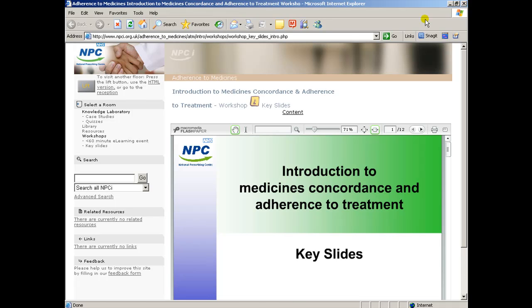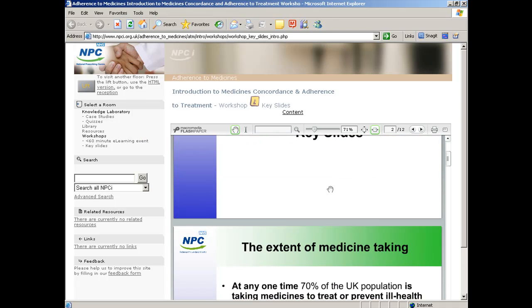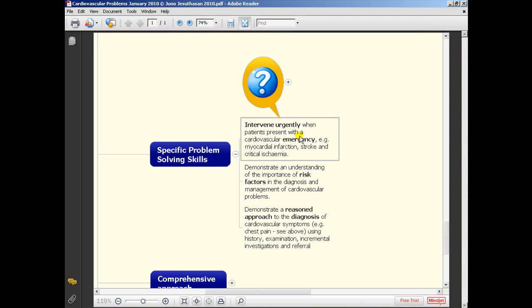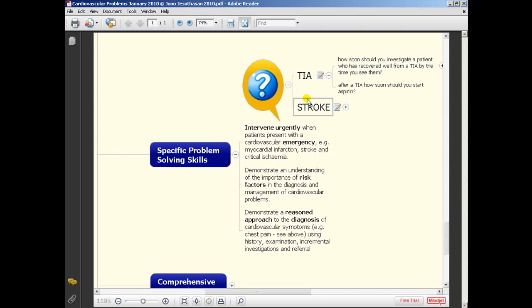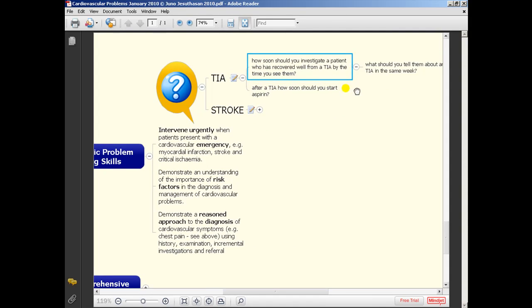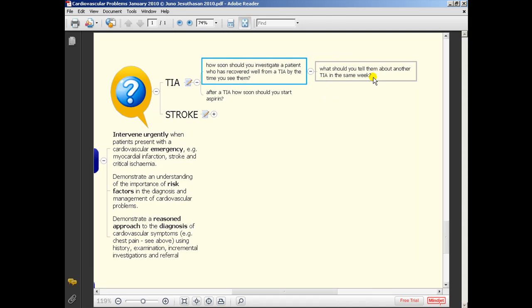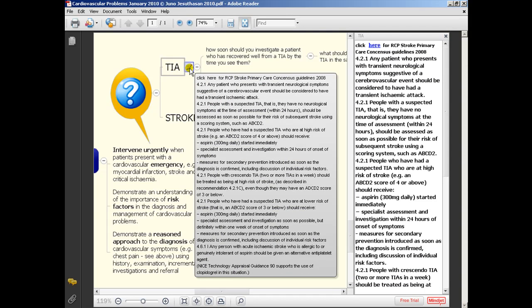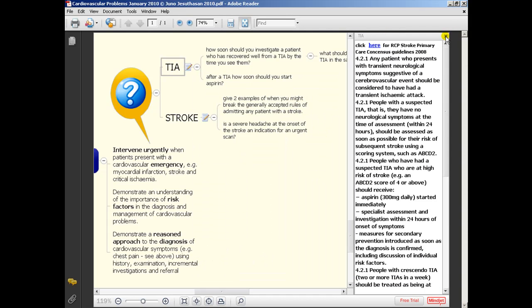And as always, you can look at case studies, quizzes, or do the 60-minute e-learning workshop, which is divided into short chunks. This here is an example of how you can put in a call out, and you can actually pose some questions. For example, how soon did you investigate a patient who's recovered well from a TIA by the time you see them? And what should you tell them about another TIA in the same week? And something on stroke. The answer can be given here in the notes pane.